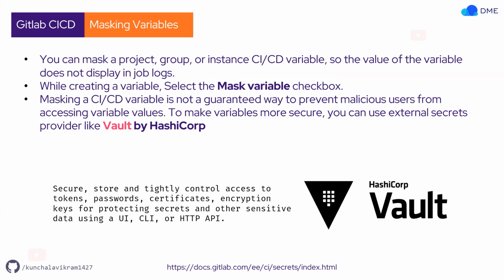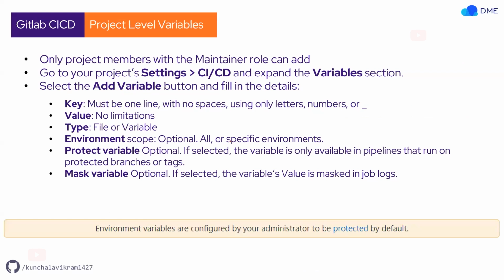And then you can also mask a variable. In case the variable contains secret information, you can select this mask option when you're creating a variable inside the project settings. Then within your job logs, the value of the variable will not be shown to you. For better management of all the secrets, it is always advised to use external secret management tools like HashiCorp Vault.